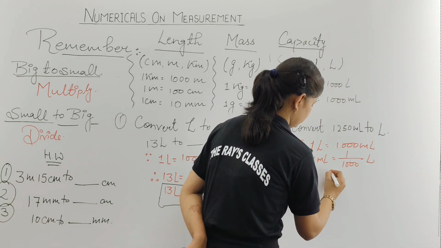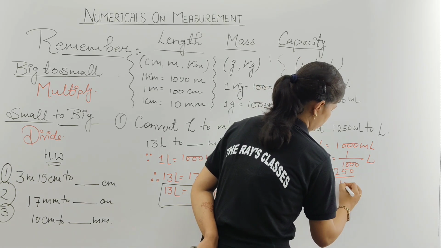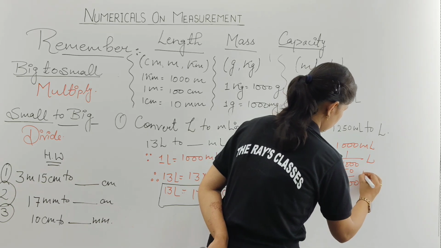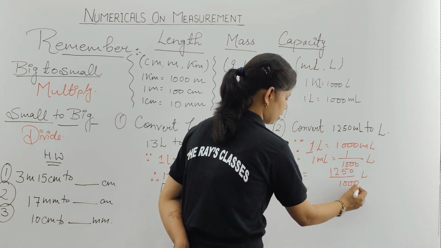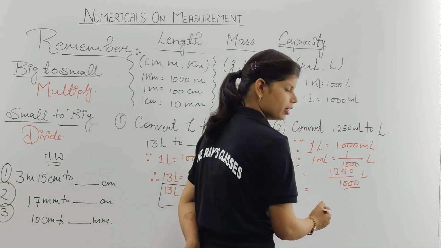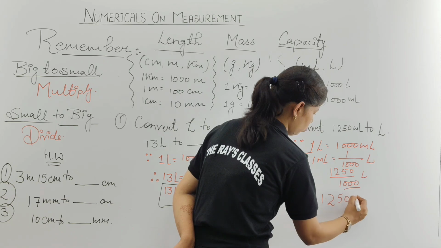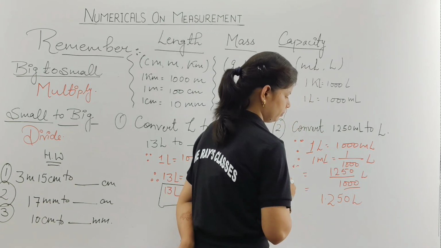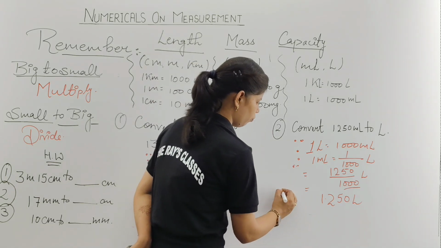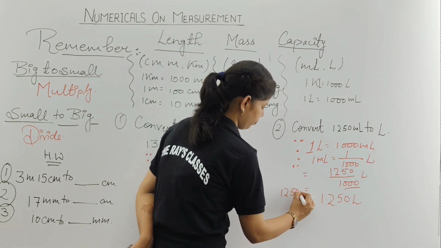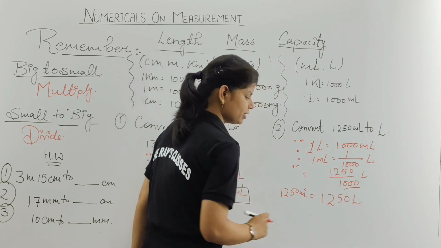So what you will do? What you are getting here? 1250 upon 1000 liter. Clear? So here you will see just after the decimal we are having 3 digits and then we are going to write it like this: 1.250 what? Liter. Do you get my point? That means 1250 milliliter can be written as 1.250 liter.